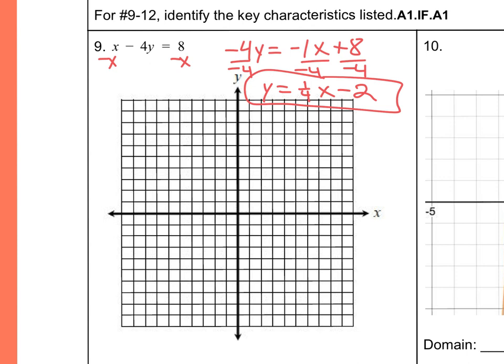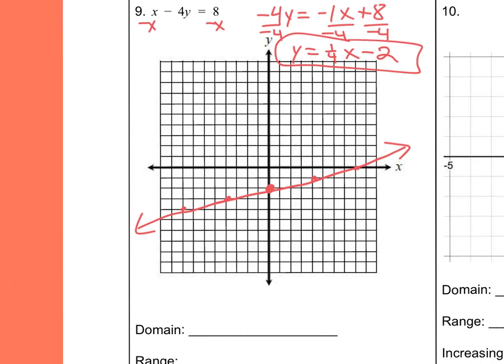Absolutely. What's the b value? Negative 2. What's the slope? Negative 1 over 4. Down 1, right 4, or up 1, left 4. And there's my line. Questions? Good. There shouldn't be a question. We should know how to do that.